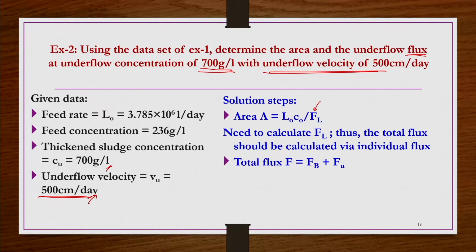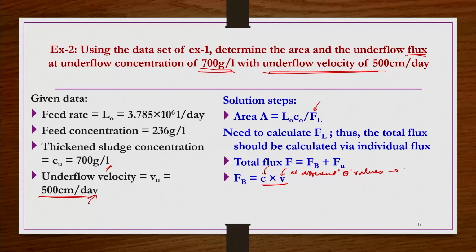So total flux F equals FB plus FU. FB is nothing but C into V, C for different times, V for different times, at different theta values.